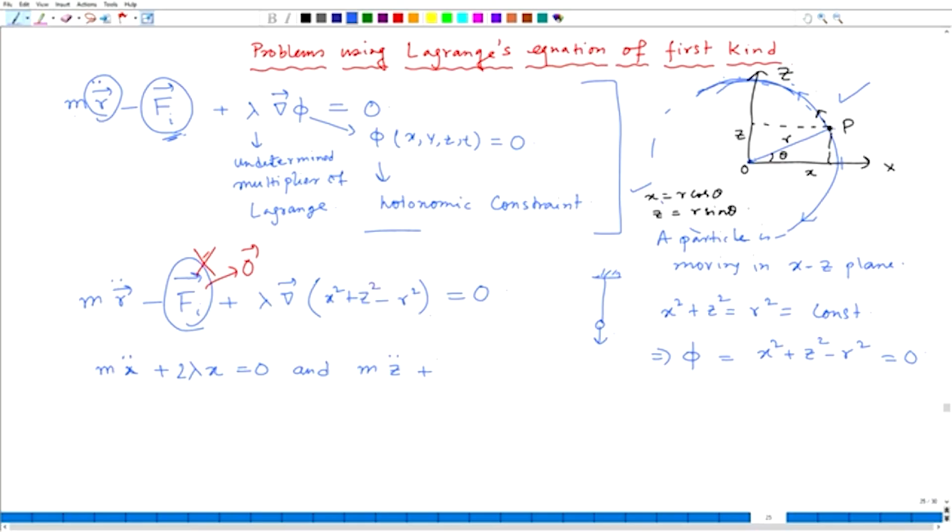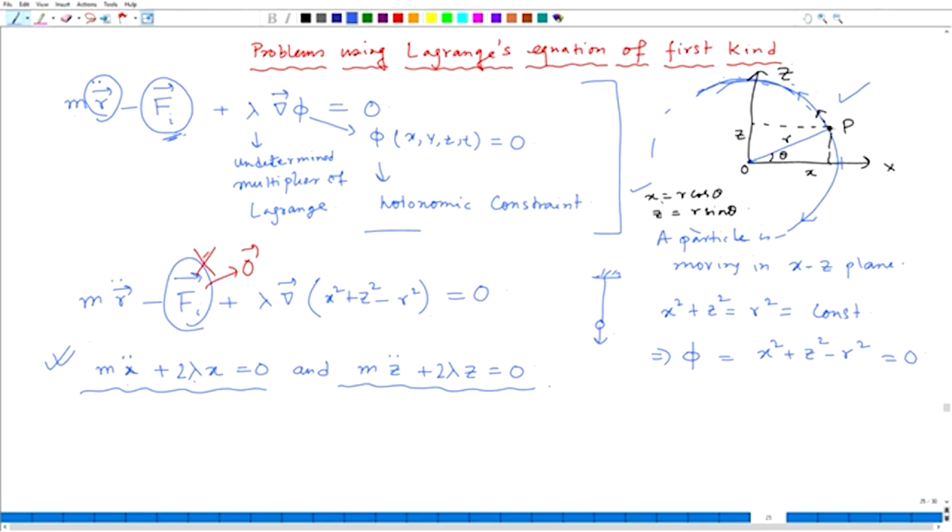Okay. So, you will see that mz double dot will simply be plus lambda 2 lambda z equal to 0. Okay. So, now you will have two equations which are quite similar. Now you can see that we have to eliminate lambda to find a relation between x and z. Okay. And for that, this is also pretty easy to do.